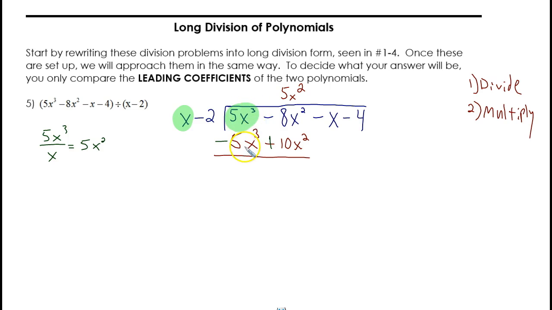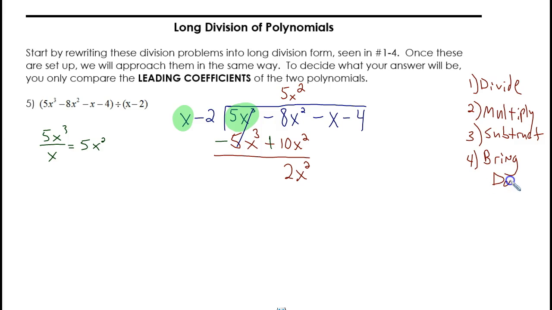So 5x cubed minus 5x cubed cancels out. That should happen every time. Negative 8x squared plus 10x squared is positive 2x squared. Okay, so that, we didn't write it over here, but that was our third step, to subtract. And when you subtract, whatever the two signs are, you're going to do the opposites to subtract them. Okay, and our final step is to bring down.